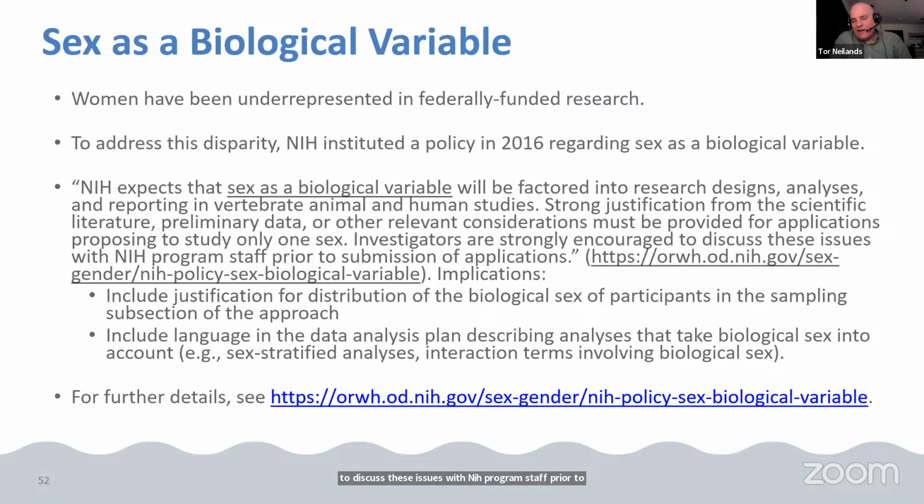So what are the implications of this? Well, one is that you want to include justification for distribution of the biological sex of participants in your sampling subsection of the approach. The other implication is that you want to include language in the data analysis plan describing analyses that take biological sex into account. Examples of those would be sex stratified analyses and or interaction terms involving biological sex.